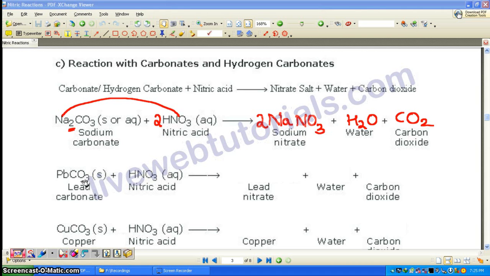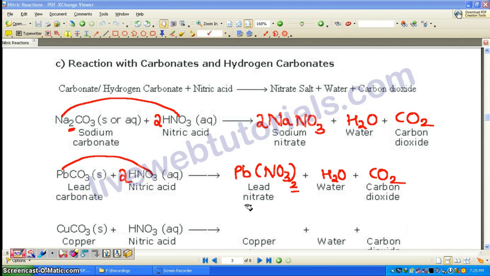Similarly, in the second part we are having lead going with nitrate, so that's going to give us lead nitrate. The formula of lead nitrate will be Pb(NO3)2, then H2O, and then again CO2. This is twice and 2 hydrogens, so I just have to multiply these with 2.